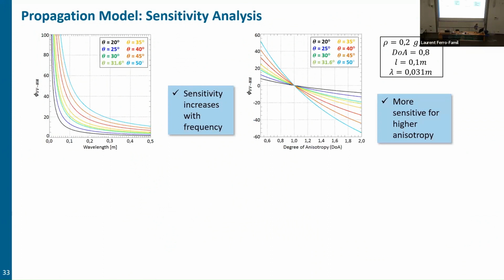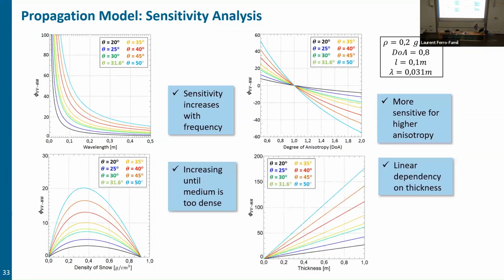What you see here now are sensitivities of the model to the snow. The one is saying that I have an increase of the sensitivity with wavelengths. So that's one part. Then the other one says I have more sensitivity for higher anisotropies, so degree of anisotropy. Here, this is a more complex situation because it's going to the density of the snow. You see we have a kind of ambiguity, so it's increasing until a certain point, but then it's decreasing again for higher densities. So for medium dense it's possible to do it, but not for very, very dense media, depending again on the wavelengths.